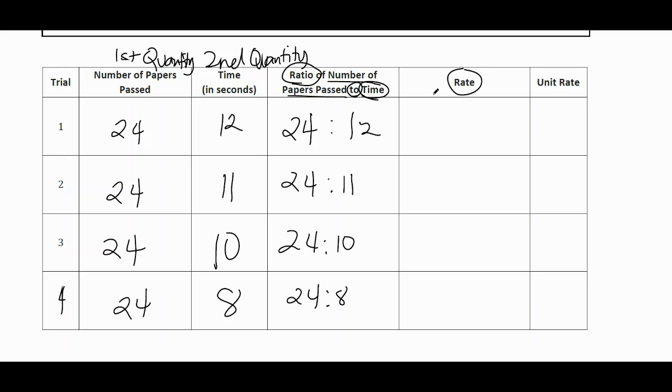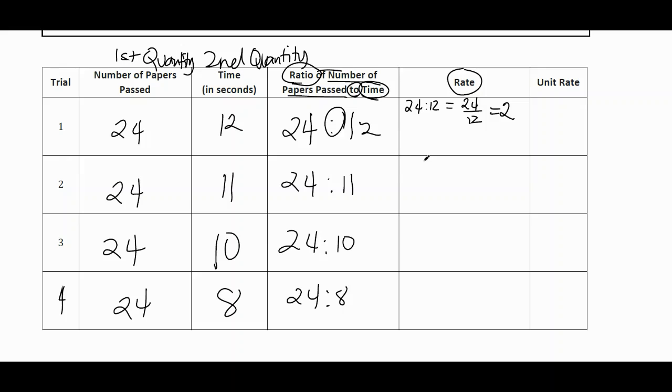Now it's asking for the rate. What will be the rate for this one? Remember that the rate is a combination of the unit rate, which is the numerical value, and the unit, which will be based on what is being asked. To find the unit rate, we divide the first quantity by the second quantity. So 24 is to 12 will be 24 over 12. As you can see here, I put it in fraction. The colon here indicates it's going to be a fraction. So 24 divided by 12 is 2.